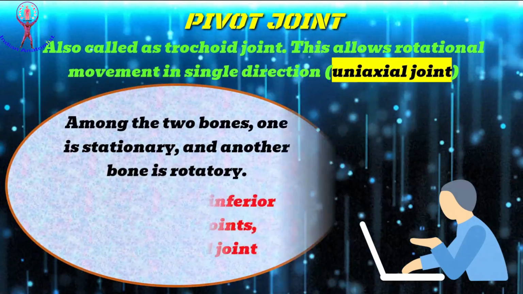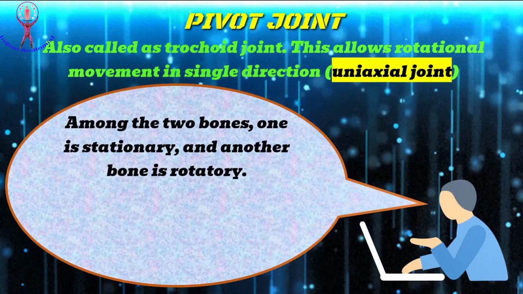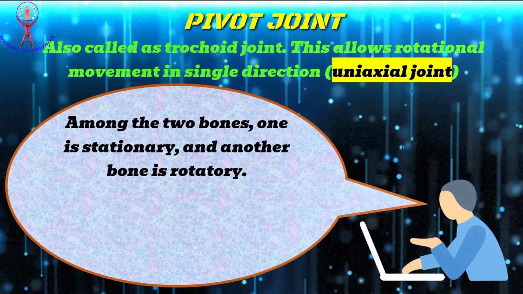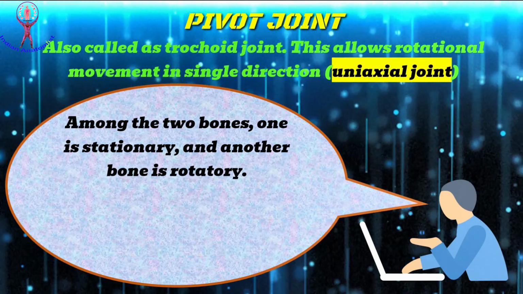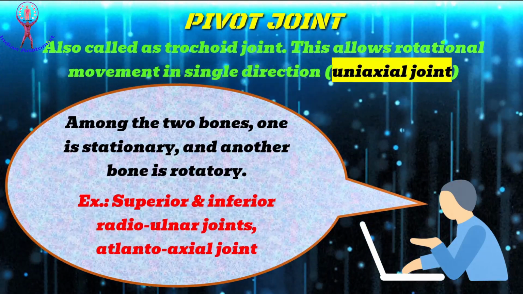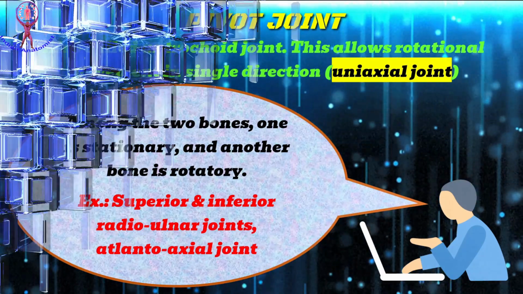One of the bones in that joint is fixed or stationary, while the other bone can move. This means that the fixed bone works as the joint's axis. Some examples are superior radio-ulnar joint and atlantoaxial joint.